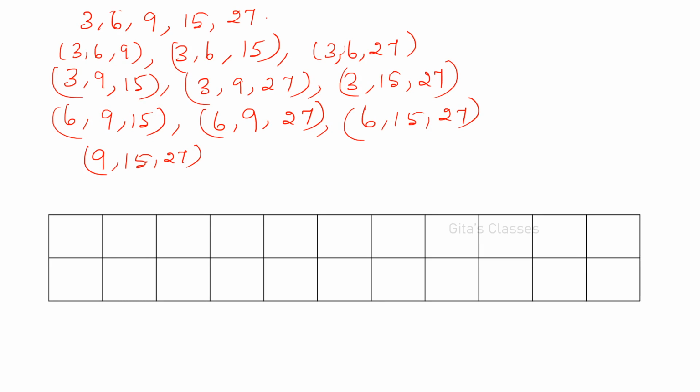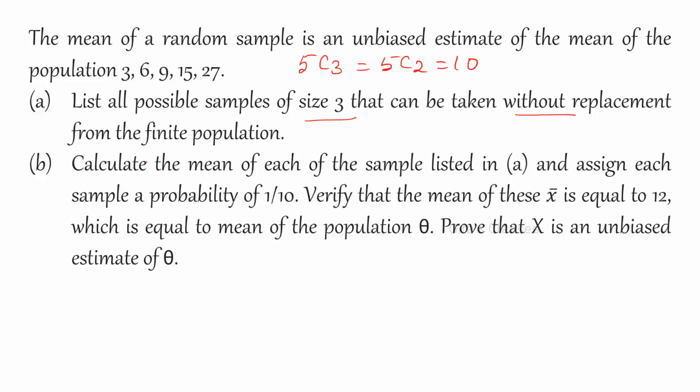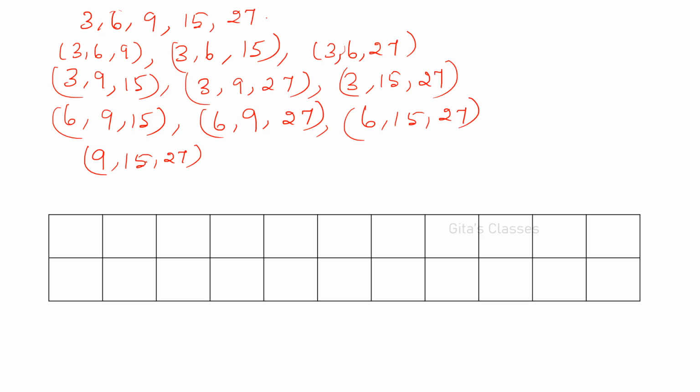Okay, now what is asked? These are the samples. What is given? List all possible samples of size 3 that can be taken without replacement from the finite population. This is the first part. So the first part is over. This is the population given.